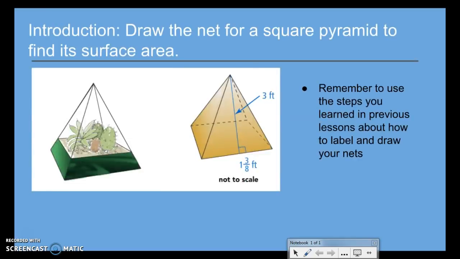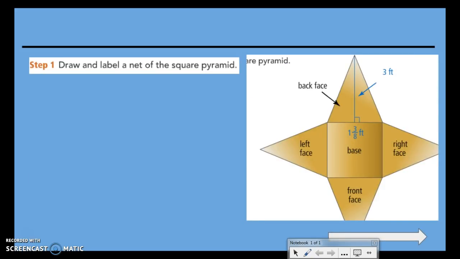For our introduction, to solve for the surface area of a pyramid, you will need to do the same steps that we talked about in the last unit. Remember to use the steps like right here, from the previous lesson about how to label and draw your nets. So you're going to have to remember your formulas, and how to draw a net. Step 1 is to draw your net, and I want you guys to copy down how to do this first one. The other ones, you can just work out in your notebook or on your whiteboards, that's fine, as long as you have this one copied down, okay?